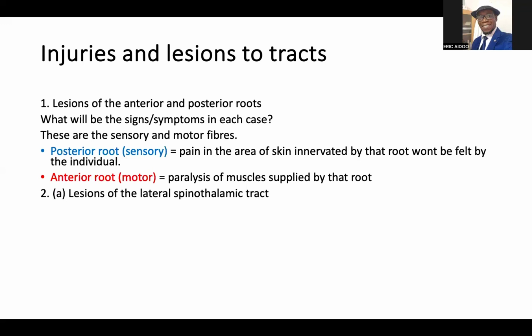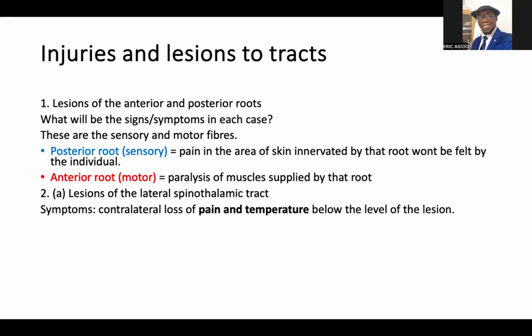Lesions of the lateral spinothalamic tract. What will happen to an individual who has a lesion to the lateral spinothalamic tract? For this question, you have to understand what modality or sensory impulse this tract is carrying. Spinothalamic, so that is pain and temperature, right? So symptoms: we're going to have contralateral loss of pain and temperature below the level of the lesion.